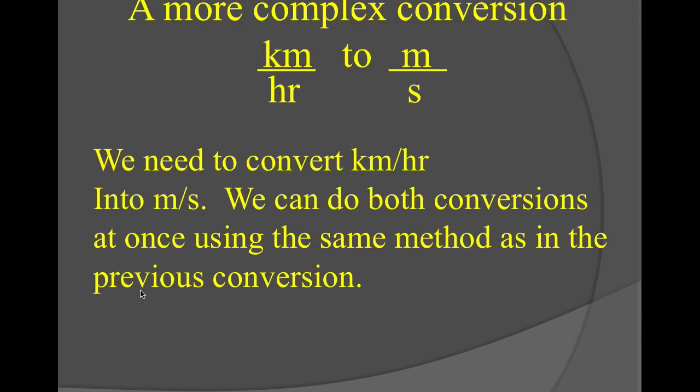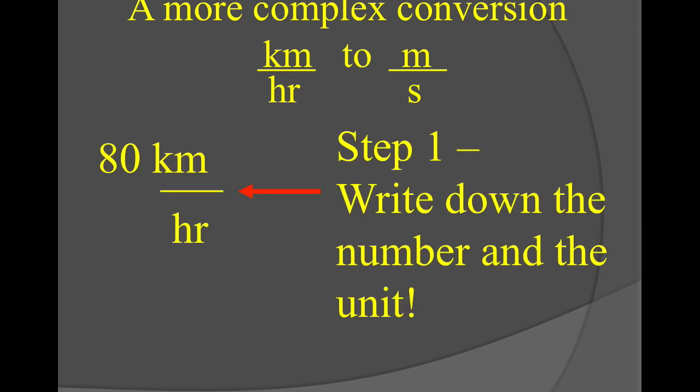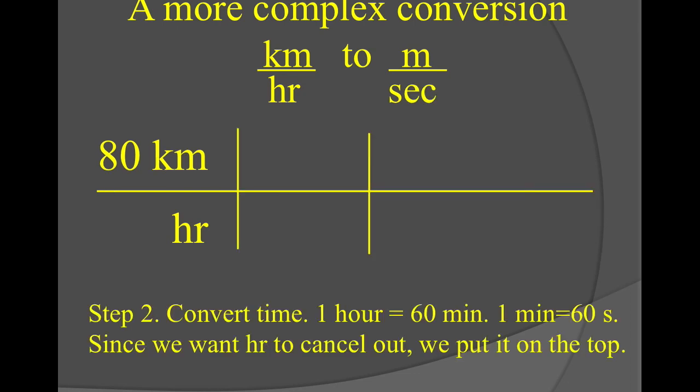Okay, so for a more complex conversion, let's try kilometers per hour to meters per second. So we will need to convert kilometers per hour into meters per second, and we can do this by doing both conversions at once using the same method as in the previous conversion. So step 1 is to write down the number in the unit, which is 80 kilometers per hour. And we are going to convert the time first.